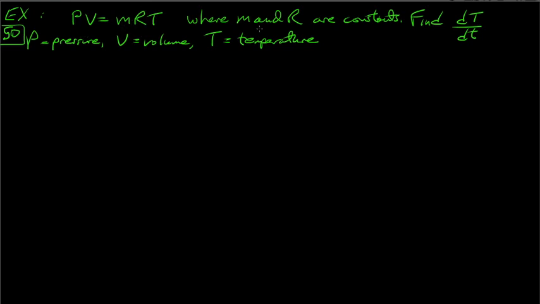M and R are constants. P is the pressure, V is the volume, and T is the temperature of an ideal gas. So P, V, and T are the variables. So these are the variables here. M and R are the constants. And what we want to find is the derivative of the temperature with respect to time.